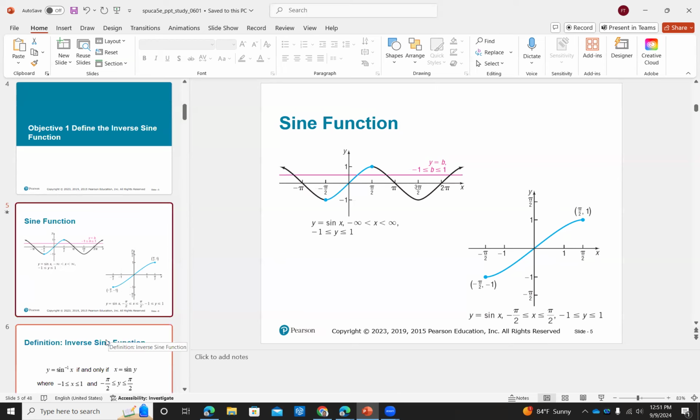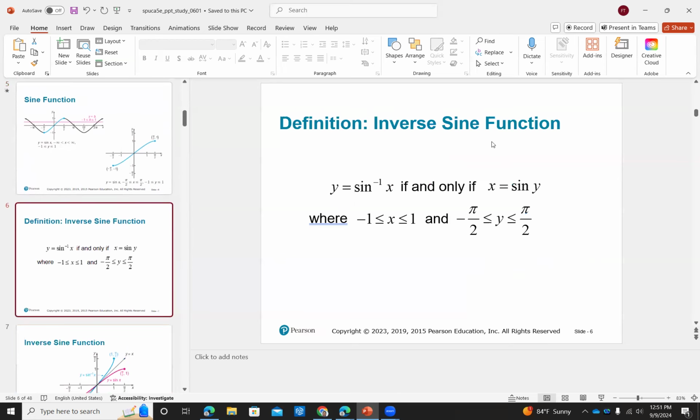So we are restricting the domain, and then we're still getting the same range. Why are we doing this? Because in order to define inverse sine function, we will have a restricted domain. And this is what the inverse sine function means. So sine to the power of -1 represents the inverse sine function. So when we read the definition, y equals sine to the power of -1 of x, if and only if x is equal to sine of y, where x is between -1 to +1, and y is between -pi/2 to +pi/2.